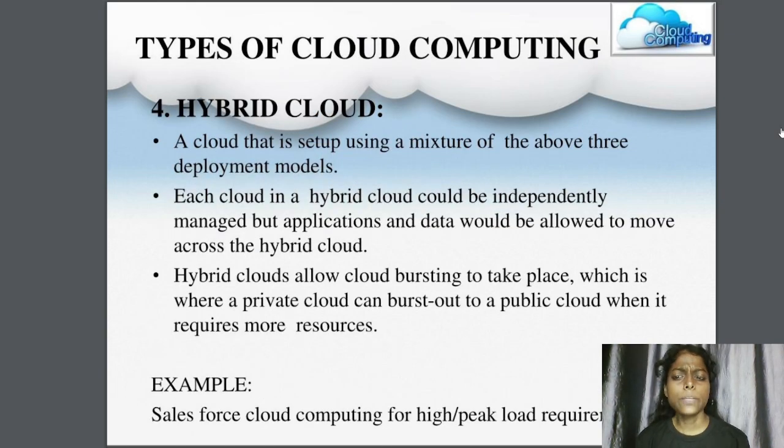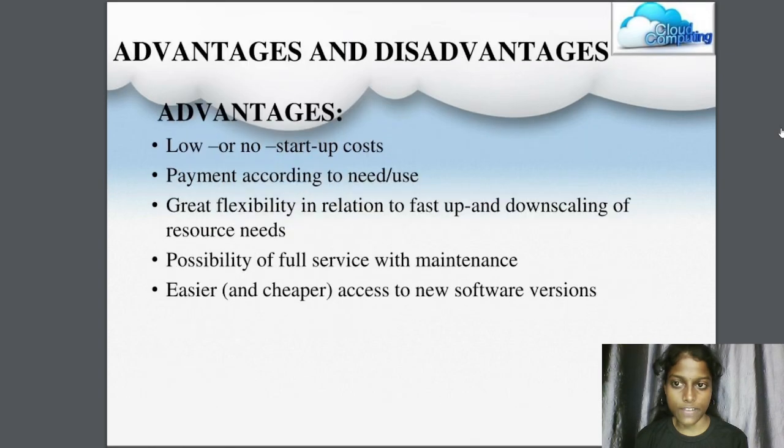So, hybrid cloud, a cloud that is set up using a mixture of the other three deployment models. Hybrid means it can be a combo of the other three clouds we just studied. Each cloud in a hybrid cloud could be independently managed, but applications and data would be allowed to move across the hybrid cloud. Hybrid clouds allow cloud bursting to take place, which is where a private cloud can burst out to a public cloud when it requires more resources. Example: Salesforce cloud computing for high or peak load requirements.